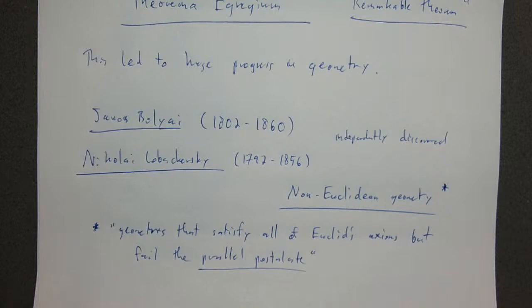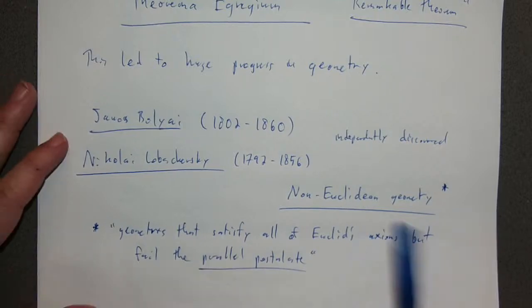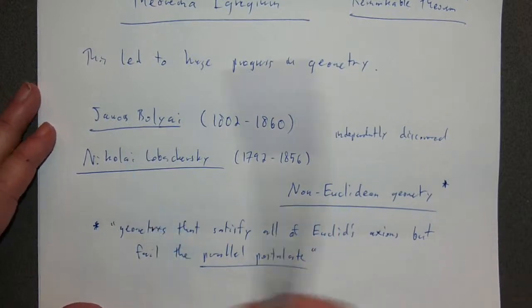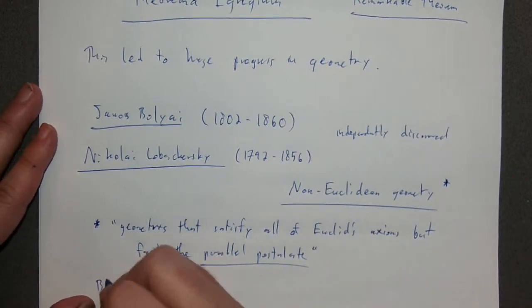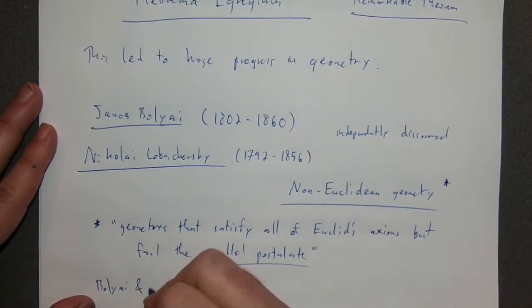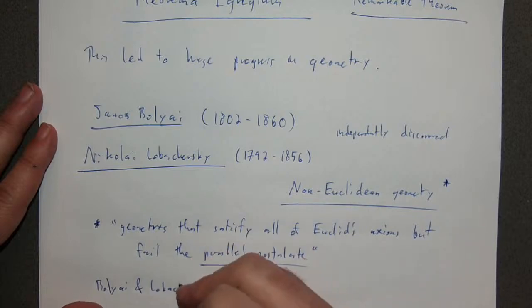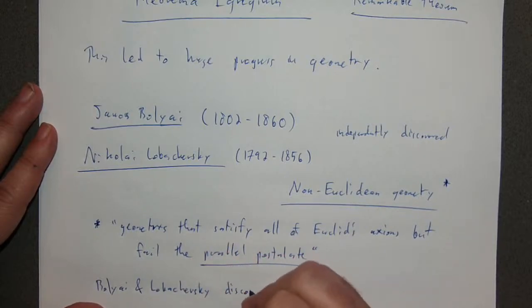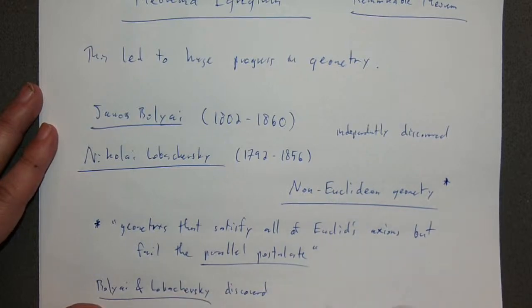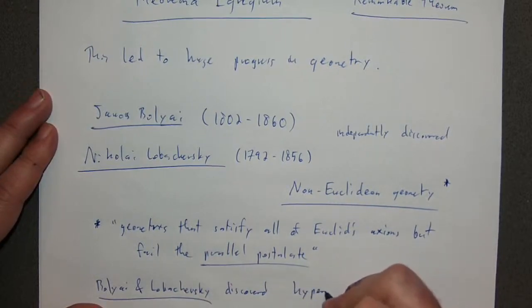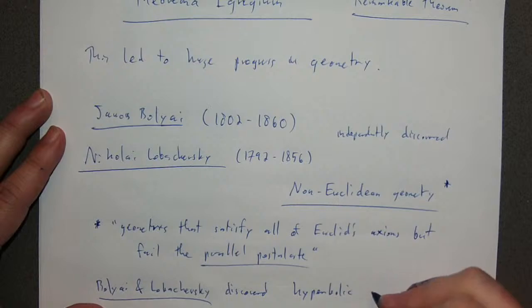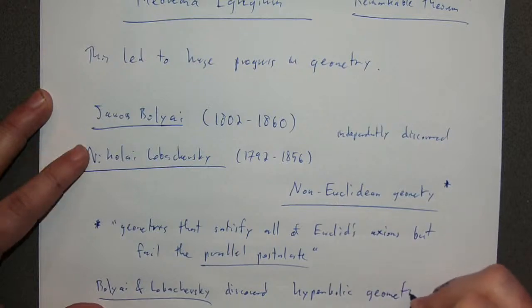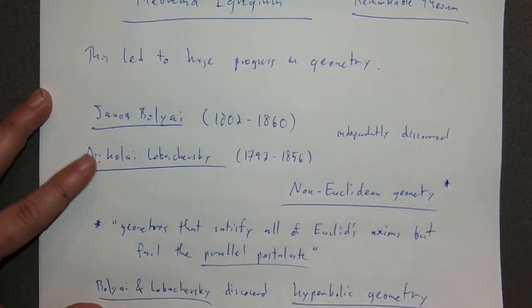All right. The type of geometry that they discovered is called hyperbolic geometry. So Bolyai and Lobachevsky co-discovered independently hyperbolic geometry.